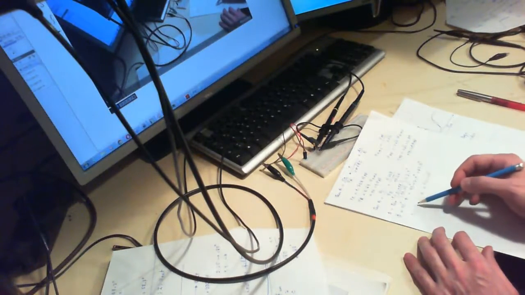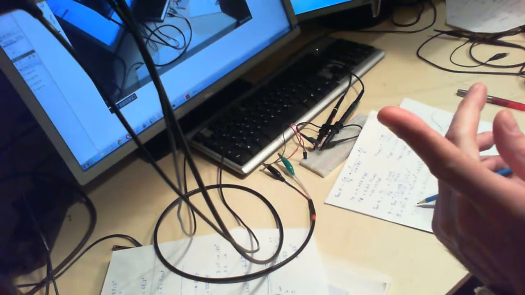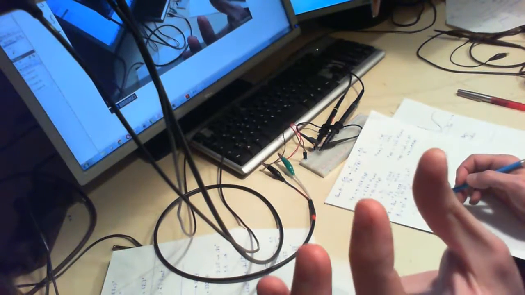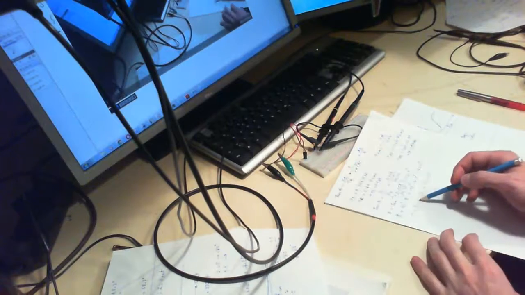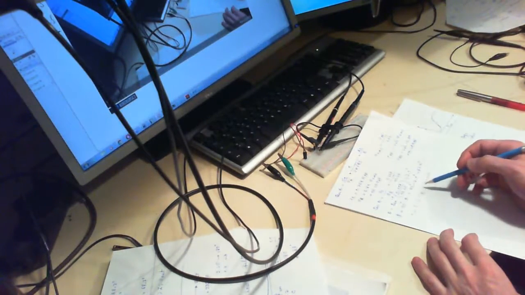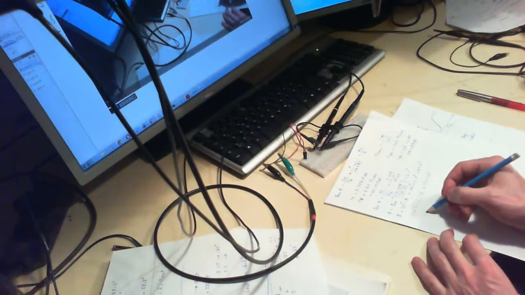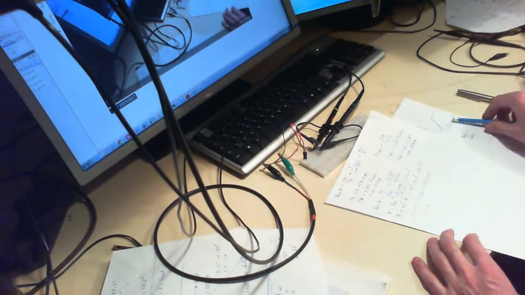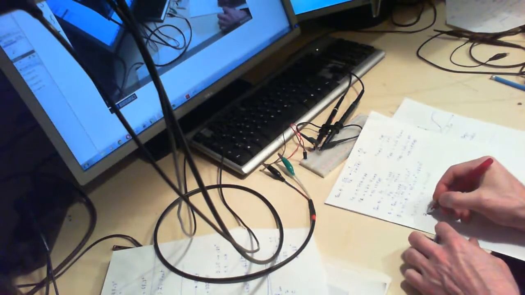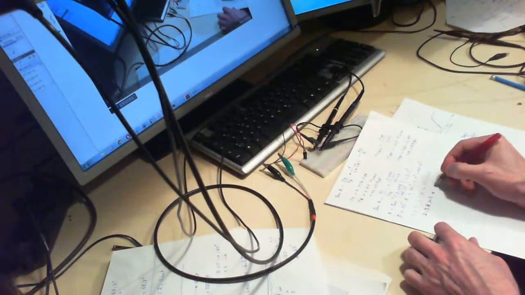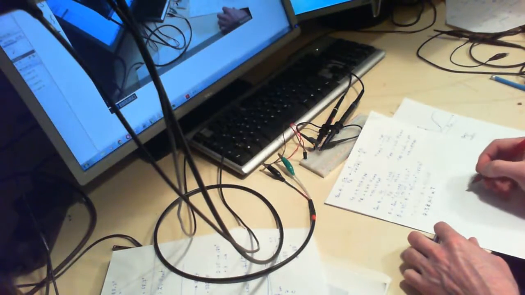So 1 microsecond, which was the time base on the oscilloscope, times the number of horizontal units that make up one complete cycle, which was 2.38 horizontal units. That means that the period is basically 2.38 microseconds. That's the period, which is denoted by T.